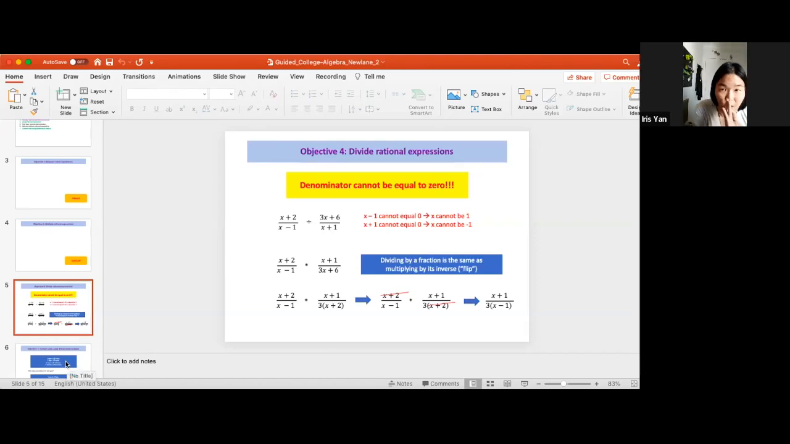So for dividing rational expressions, the example I chose is a simple one in the sense that it's just one term, right? I only have one x adding one number. I didn't do parentheses because I don't have multiplication. I just wanted to show how to do it. And one important thing is the denominator cannot be equal to 0 for all the fractions that you write out. So one fraction here on the left is x plus 2 divided by x minus 1.